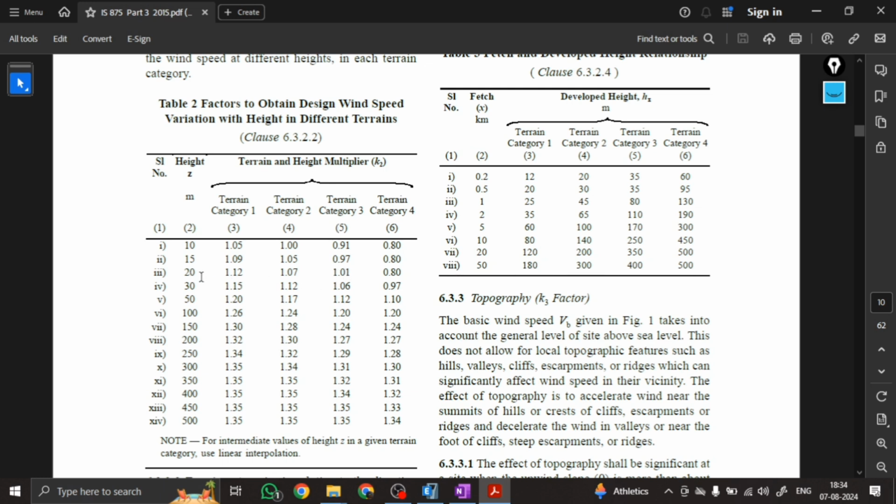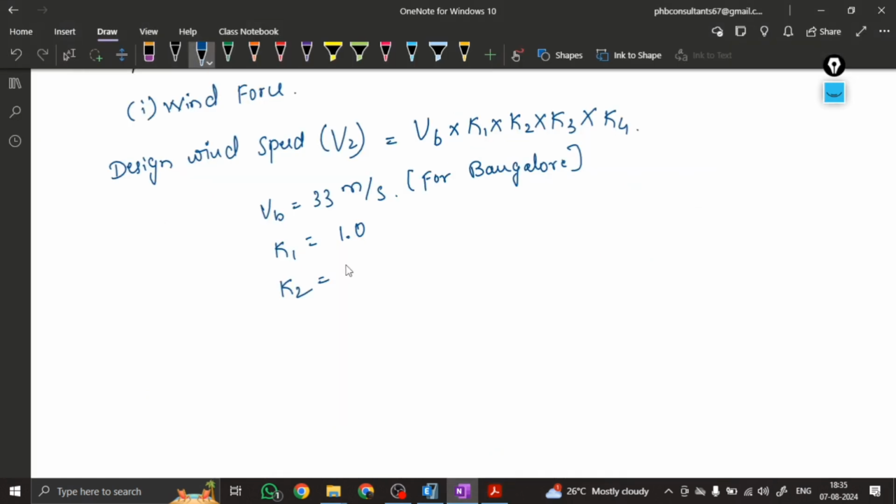If you want the exact value, the note says that for intermediate values of height Z in a given terrain category, use linear interpolation. You can use interpolation also for an accurate value. Now I am taking 20 meters, 1.01. Okay, the K2 value is 1.01.